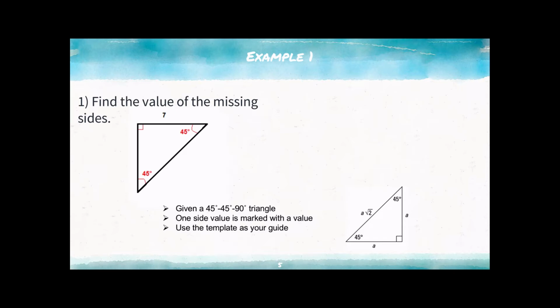I use the template. The template has a different orientation from example 1, but just identify the hypotenuse and the legs, then match them to the template. Each leg has the same length. Looks like 7 is a leg because it's opposite a 45-degree angle. That means our missing leg has length 7. So the hypotenuse is just the square root of 2 times 7. And let's mark that. Looks like we found the missing sides and we're done with this problem.